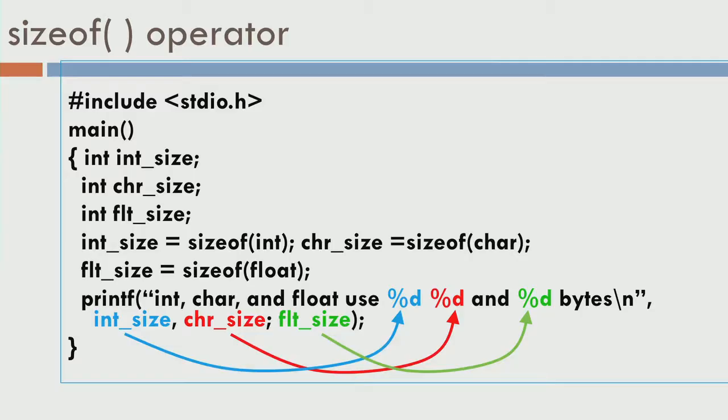So, in this program we have 3 integers called int size, chr size and float size, FLT size, and we are going to do this. Int size is size of int, chr size is size of char and FLT size is size of float. So, as the name might indicate to you, you are looking at the size of an integer or size of a character and size of a floating point and so on.